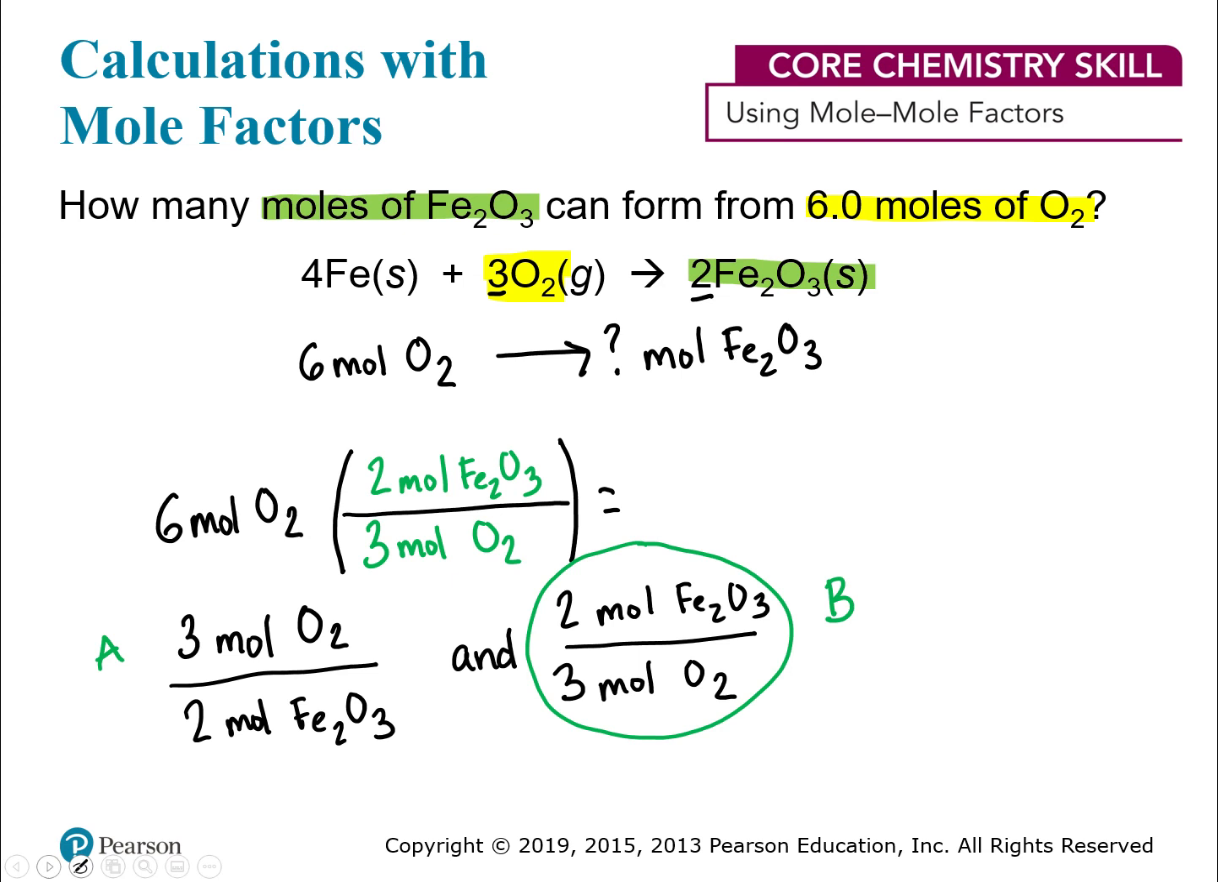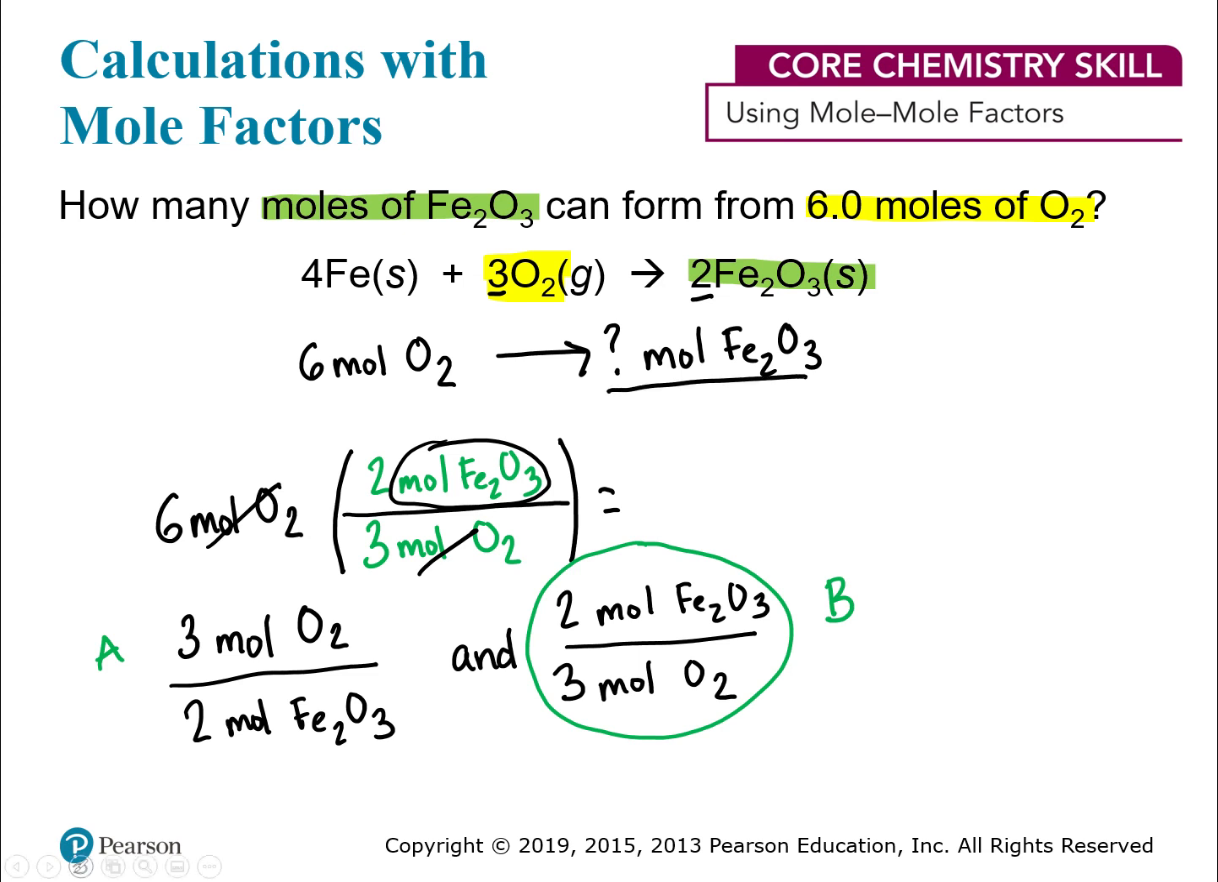Okay. When we have the oxygen in the bottom, we can cancel out moles of oxygen, and we're left with moles of iron 3 oxide. And that's what we want to end up with. When you look back at how you rephrase the question, that's what we're trying to find.